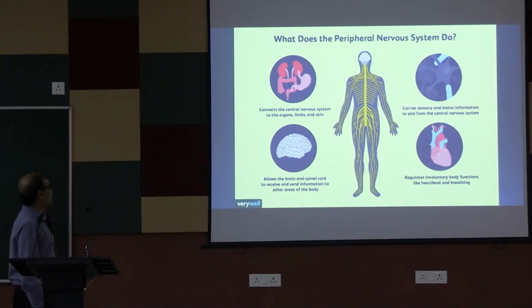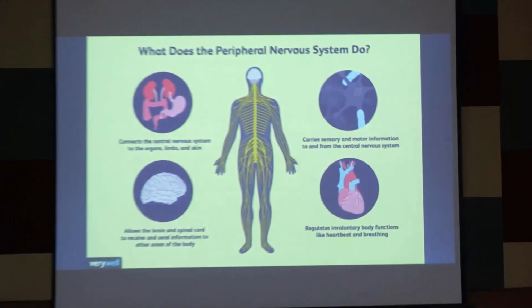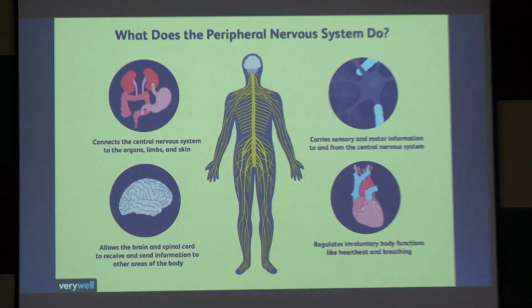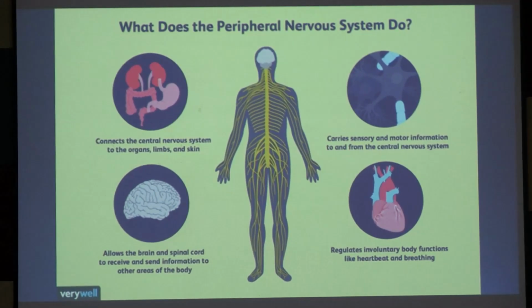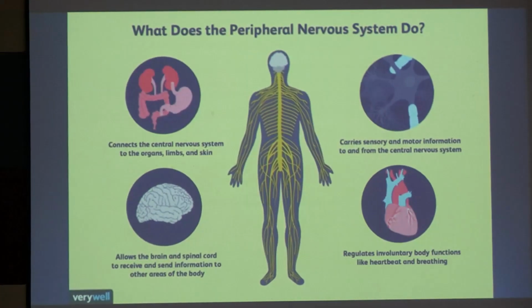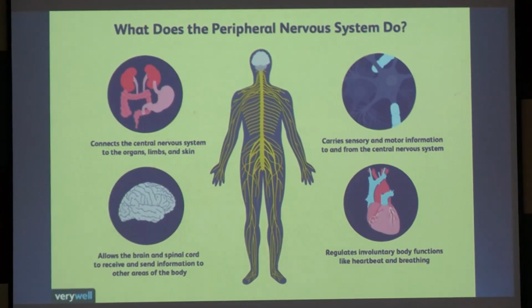What does the peripheral nervous system do? First, the connection between the central nervous system and the organs, limbs, and skin permits the brain and spinal cord to receive and to provide information to the rest of the body. Third, it carries sensory information and motor commands. And lastly, regulation of the involuntary smooth muscle movements.